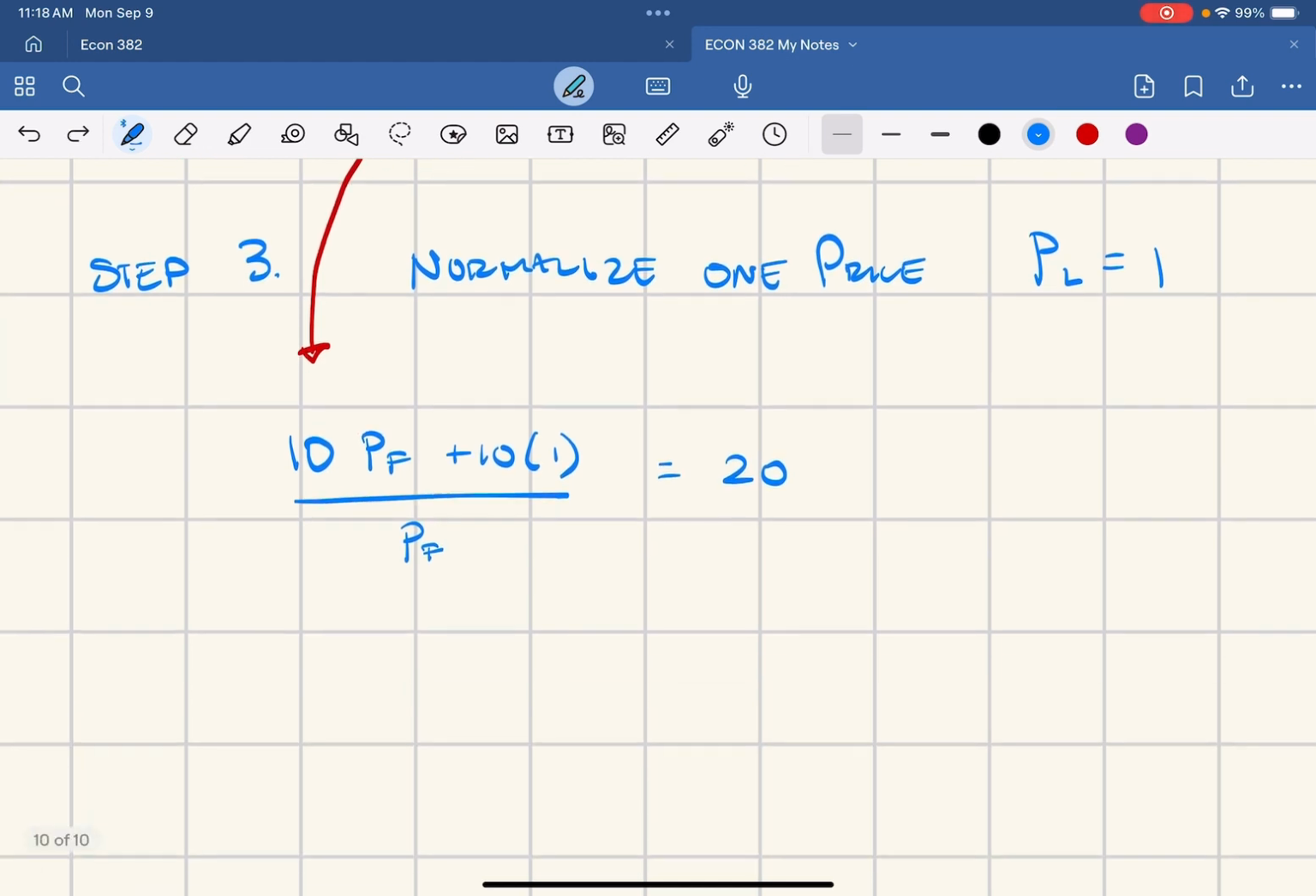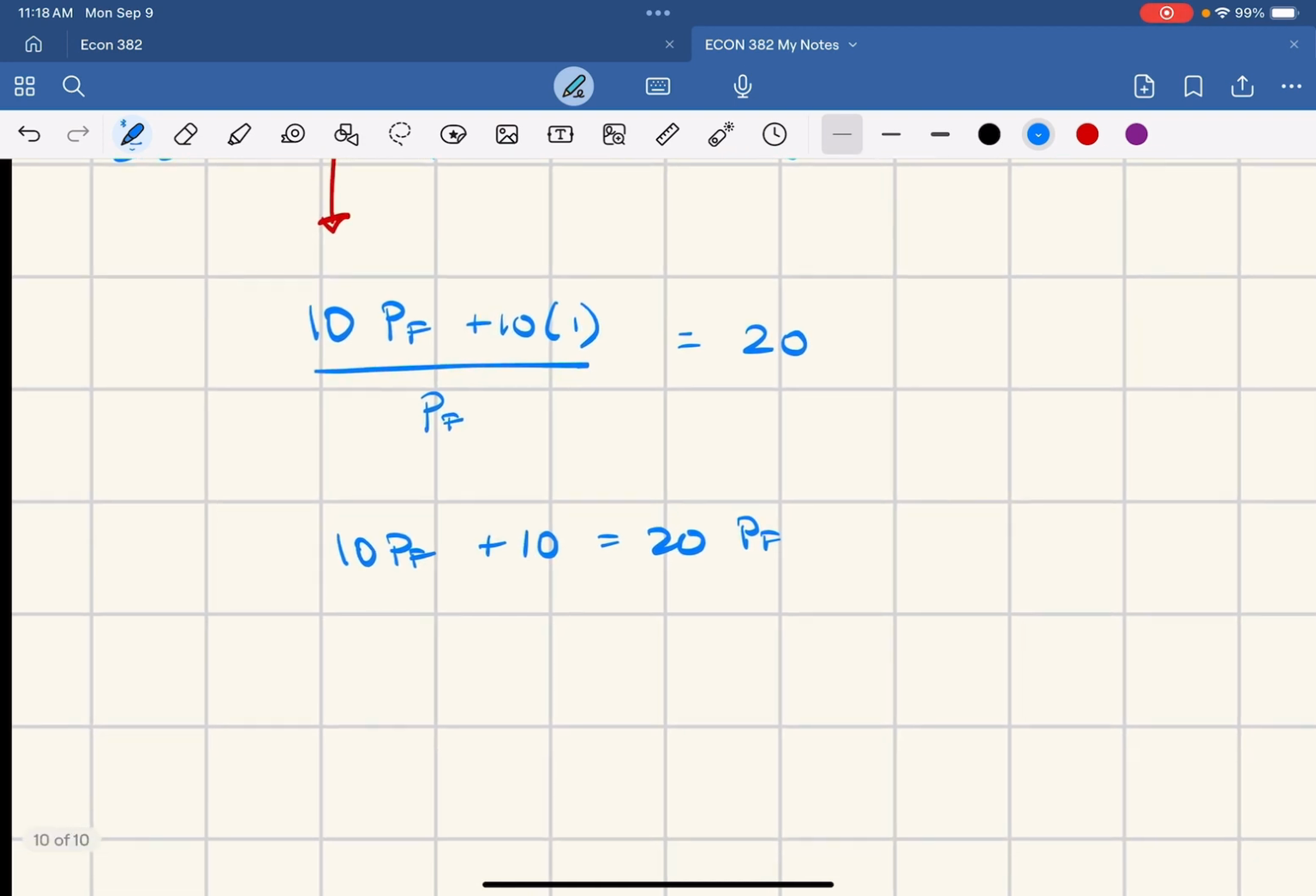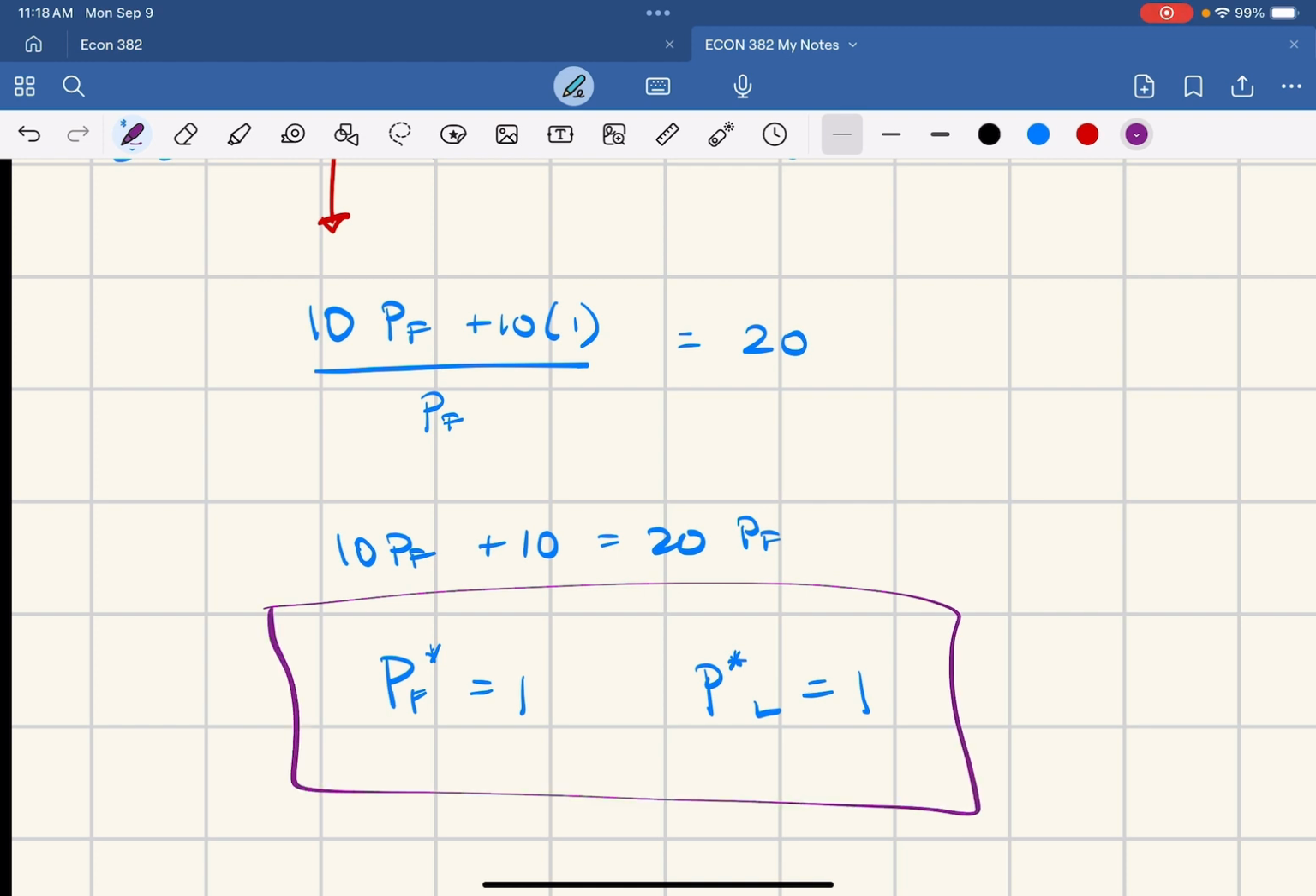And so this is what step 3 will give us. I can get 10 PF plus 10 equals 20 PF by bringing the denominator to the other side. And this is going to solve fairly easy. The optimal price of figs is equal to 1. And because we normalize, the optimal price of leaves is also going to equal 1. So here we have established and solved for our optimal prices.